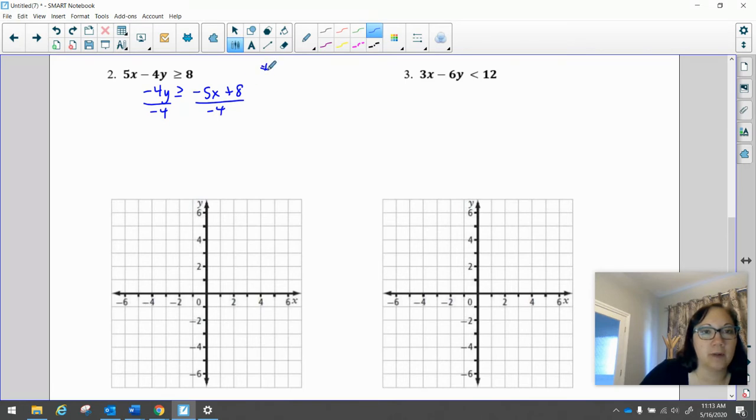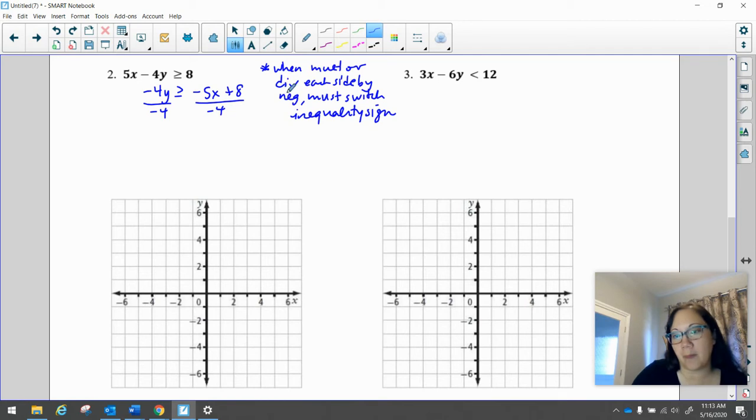Now, remember, when you multiply or divide each side by a negative, you must switch the inequality sign. So that should be something we should be remembering from Math 9 as well as MFP 10. So I now have a y, and instead of saying greater than or equal to, I have to say less than or equal to 5 quarters x, and then 8 divided by negative 4 is negative 2. So my y-intercept is negative 2.